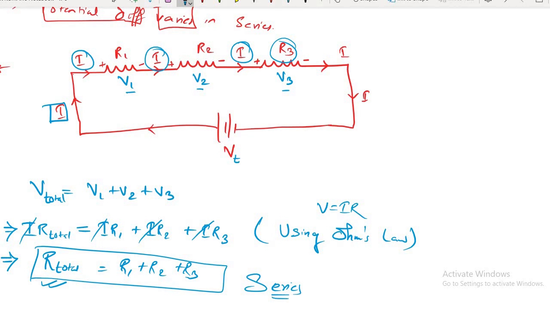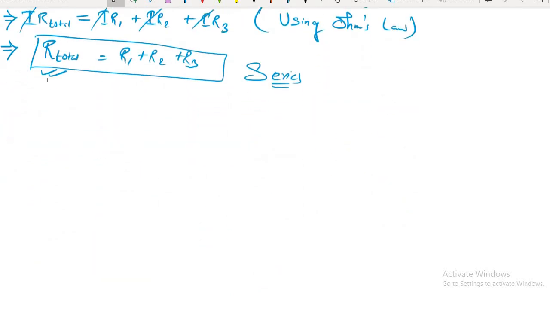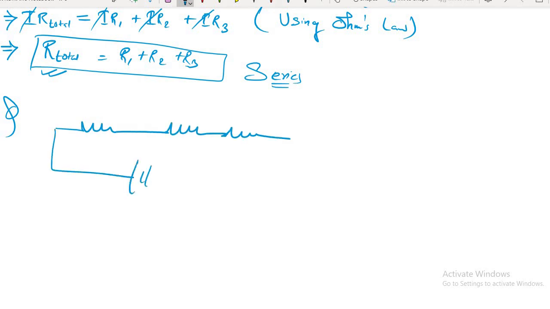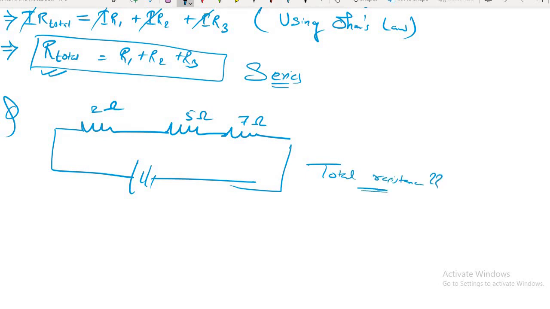Yes, sir. So if I give you an example now, suppose I'm giving you an example. This is one resistance, another resistance, another resistance. Leave this battery's function. This is 2 ohm, this is 5 ohm, this is 7 ohm. Now you tell me what is the total resistance. Come on, fast. What is the total resistance? 14 ohm. So 14. How did you find out?